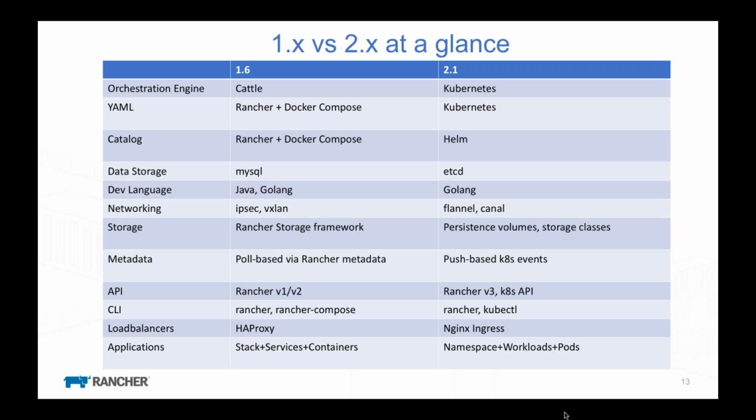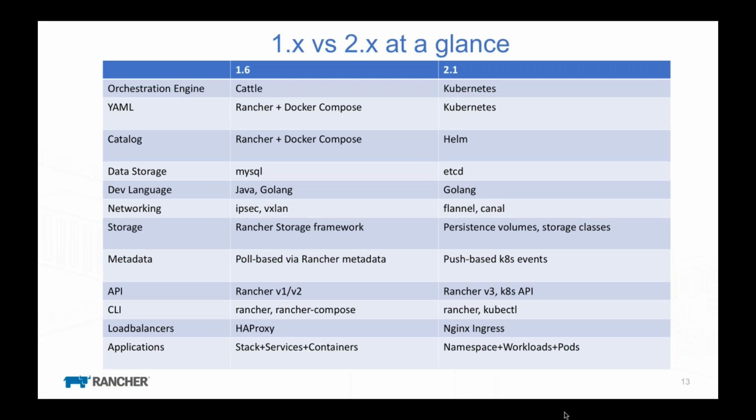Metadata, this one's actually a pretty big impact for those that are using the Rancher metadata to pull based on changes on your services. In Kubernetes, there's no such thing anymore. So an alternative way to do it is you have to subscribe to these Kubernetes events for the Kubernetes construct or resources in order to determine what you do next. So it's a little bit different, push-based now.